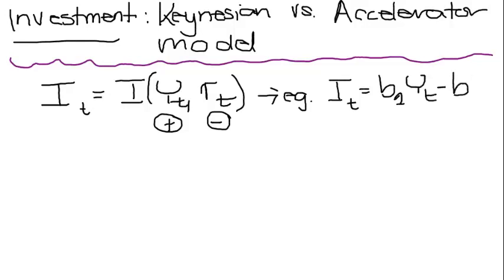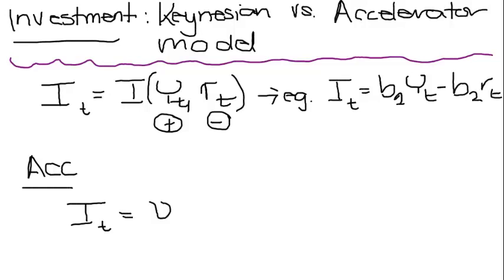Okay, so for positive B1 and B2, when income Y_t is higher, investment is going to be higher. When the real interest rate R_t is lower, then investment is going to be higher. Okay. Now, the accelerator model, on the other hand, in its simplest form, tells us that investment is not a function of the level of income, it's related to the growth of the economy, right? So it's related to changes in income.